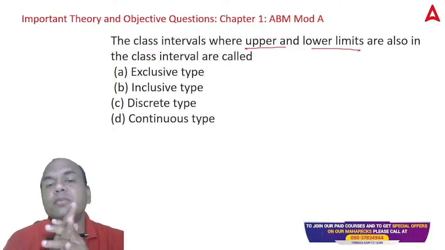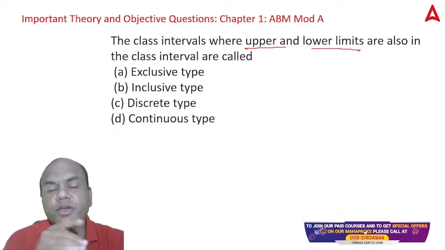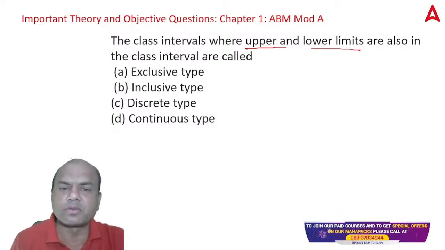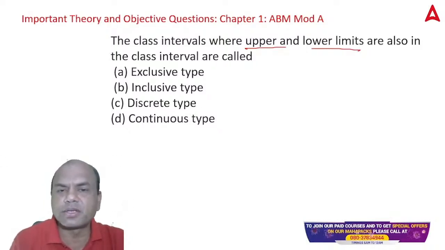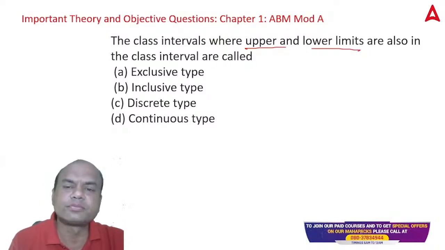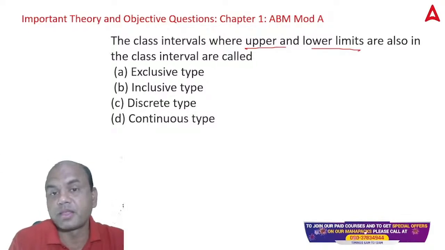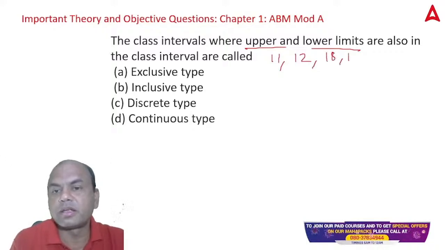Upper and the lower limits are included. Okay, let me give you the logic over here. Suppose there are these numbers. Let me start: 11, 12, 18, 19, then 23, 27, and 29.